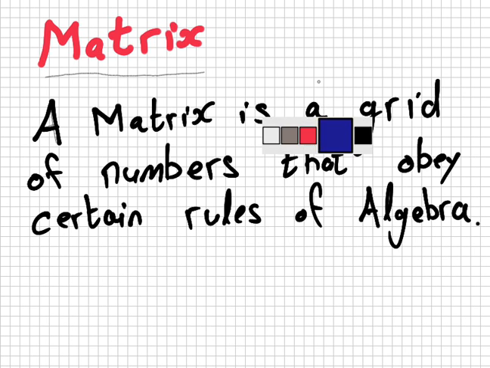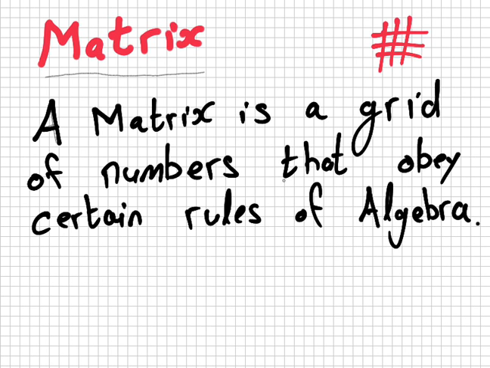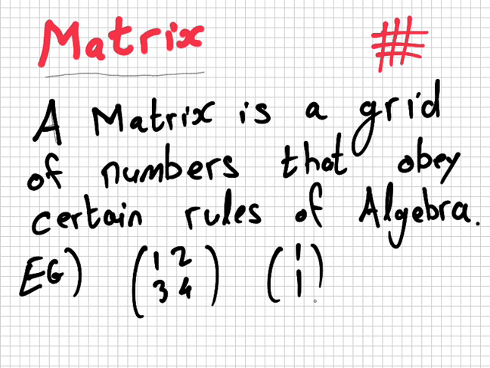What I mean by a grid, that's a grid. There's other words for it as well: array, block. But by grid, I mean like this kind of square shape of numbers. And matrices have their own rules of algebra. So here's some examples of what they look like. You could have one like this, maybe one like this, one like this. They're all blocks of numbers.